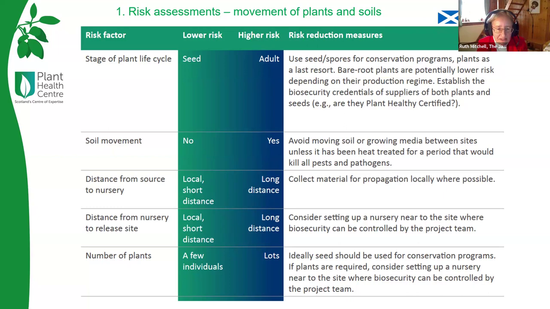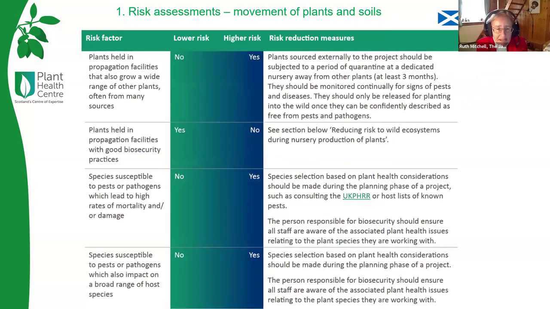But we need to think about the distance and how far you're moving plants from where they're sourced to the nursery, and then from the nursery to the release site. And we also need to think about the numbers of plants. If we're only moving a few individuals, that's a much lower risk than if we're moving thousands and thousands of plants for a big restoration project. Again, we need to think about the propagation facilities and how clean they are, whether they've got good biosecurity protocols.